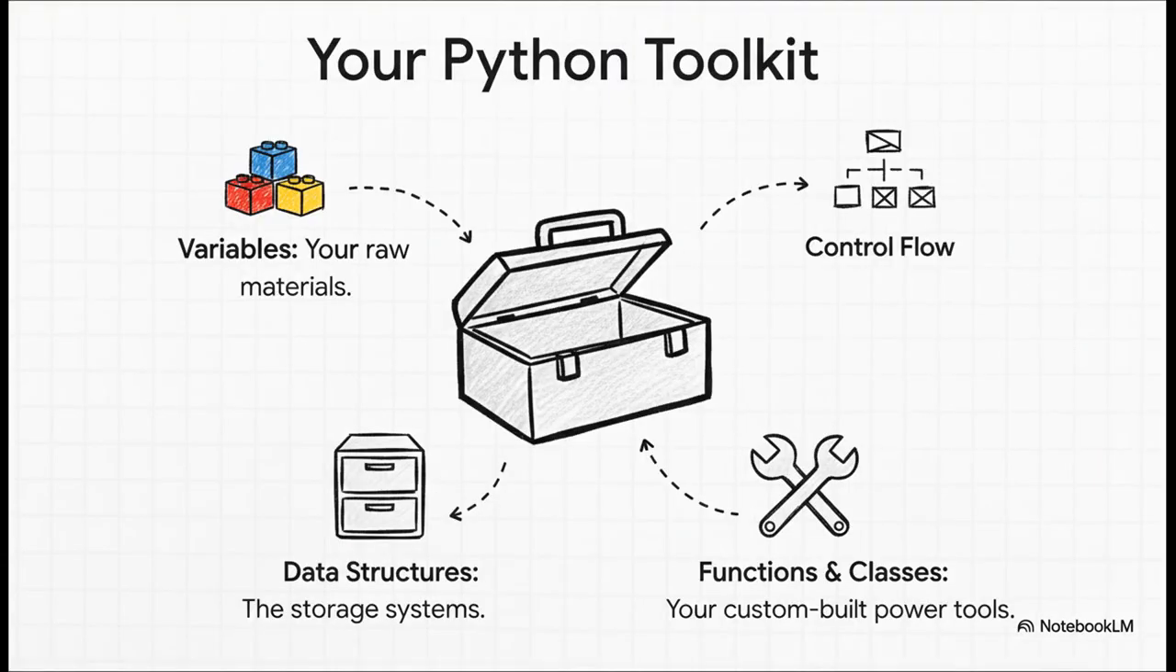All right, let's do a super quick recap of our entire toolkit. We started with variables, which are our raw materials, right? The wood, the stone. Then we moved to control flow, which are the blueprints that let our code make decisions. After that, we got organized with data structures, our toolboxes and shelves. And finally, we built our own functions and classes, which are like custom-made power tools to get the job done faster. And that's really it. These are the fundamental building blocks you'll use in every single Python program you ever write.